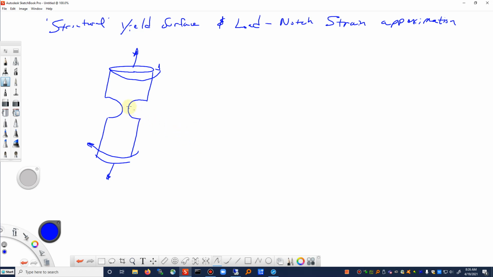Now, if I were to pull on this bar, I would get a multiaxial stress state just due to the nature of the axial force and the notch. So let me draw a little cube of material here. If I were to take this cube out of a little spot right here, when I pull on it in the axial direction, I get some axial stress, and I actually get some hoop stress in the bar as well.